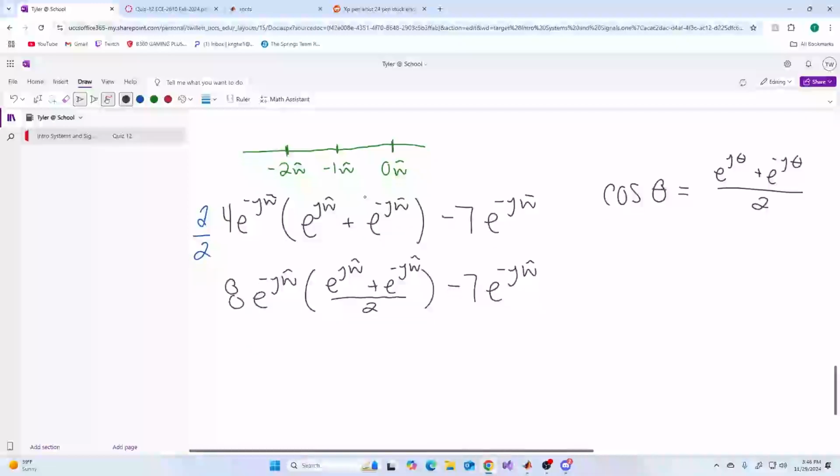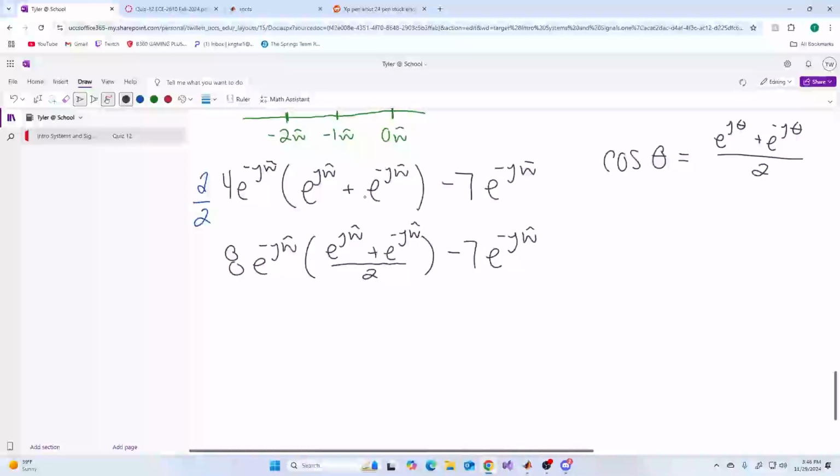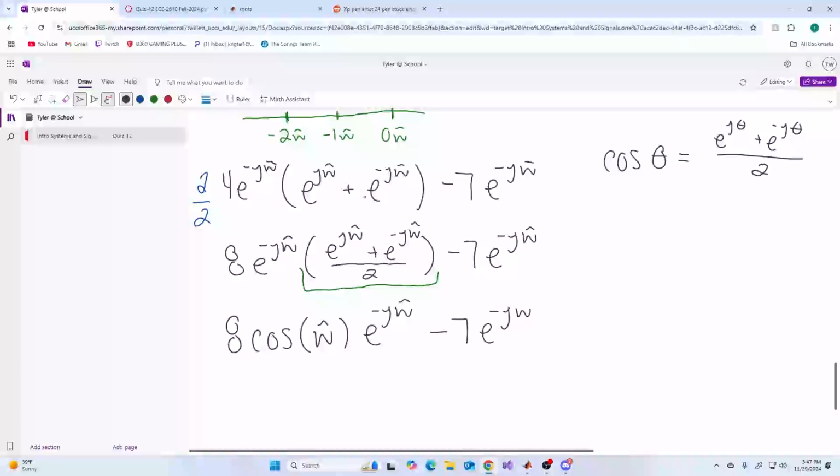Okay, now I can convert this portion right here to a cosine. So I'm going to have 8 cosine of w hat e to the negative j w hat minus 7e to the negative j w hat. And this is our h sub w hat. So this is how you do part B.